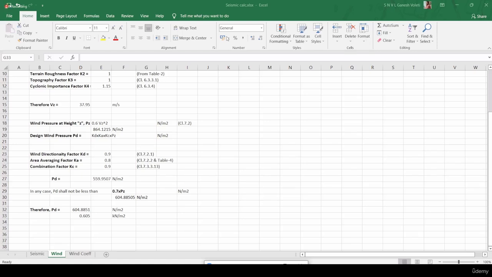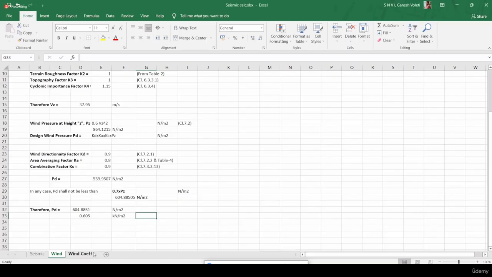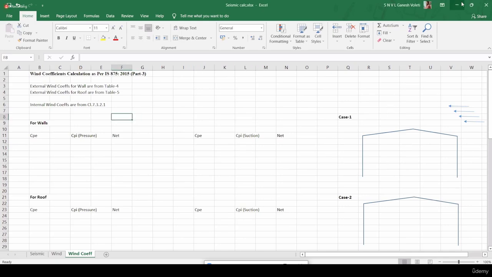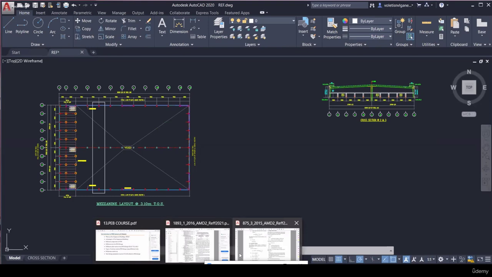And one thing I have to remind you, there is no time at all. The main part here is you have to take wind coefficients. I have already created a special sheet for this, but there is no time to show it to you. It is already over time here. So in the next class, I'll also explain how to calculate wind coefficients according to IS codes and how to calculate wind and seismic pressures as per AISC codes also. Sure.